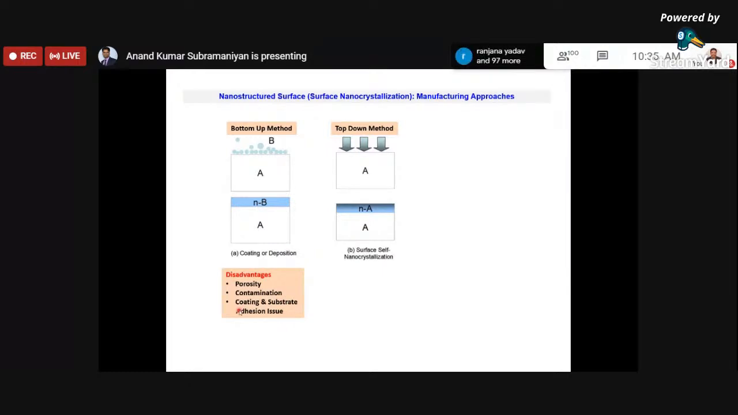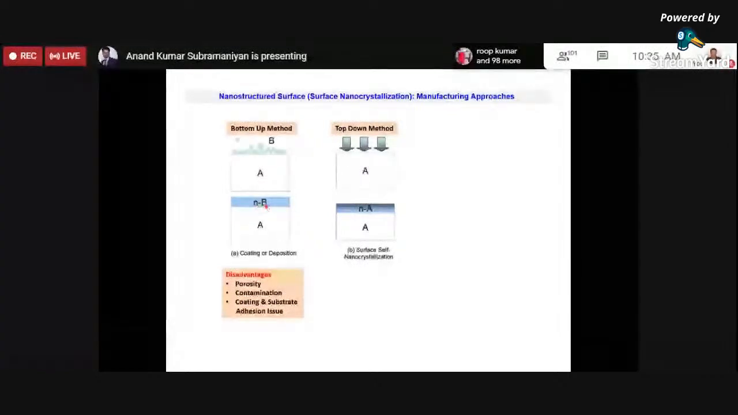And the third disadvantage is that, especially at this particular interface, the adhesion between the coating and the substrate is very key in deciding the performance of this nanostructured surface. So typically when you have some voids or contamination, obviously the quality of this interface will degrade, and eventually the adhesion issue will come, and then it will peel off. So these are the disadvantages under this category.